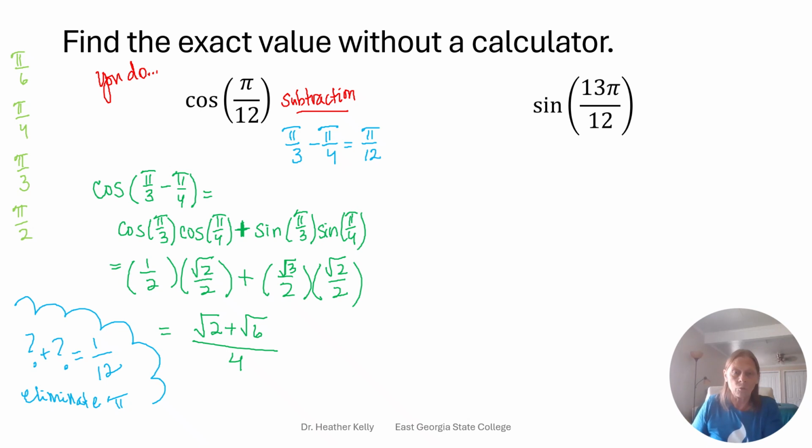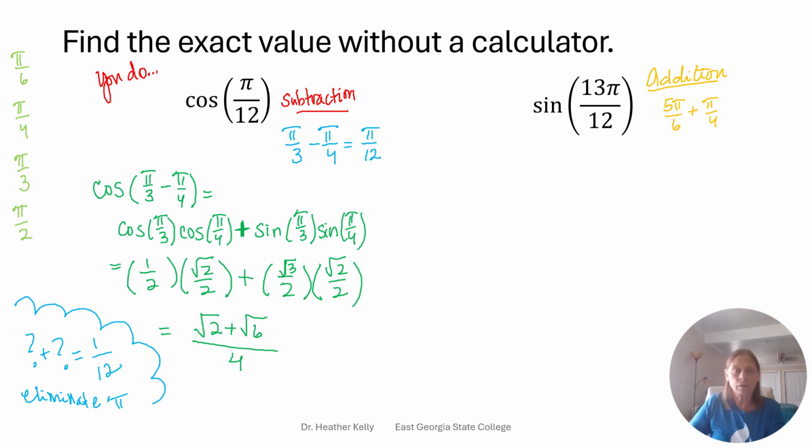Okay, let's take a look at one more before we move on to the tangent. Taking a look at this one, we have to think about what two angles could add together to be 13 pi over 12. And like I said, I would love it if you paused right now and did some of that work and thought about it, but I am not going to force you to. This I'm definitely going to do with addition, and the two angles I'm going to use are 5 pi over 6 and pi over 4.